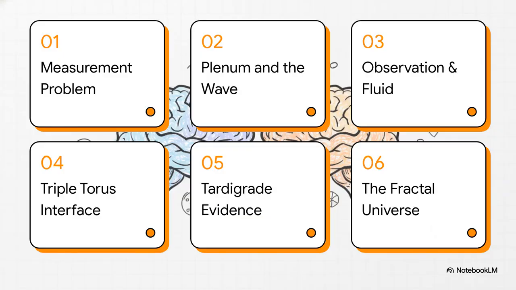Okay, let's quickly map out our roadmap. We'll start with the measurement problem and the plenum, then explore how observation actually creates a fluid through the triple torus interface. After that, we'll look at a biological example with the tardigrade, and finally, we'll wrap up with the universe as a fractal structure. We're going to break this all down step by step, so don't worry.